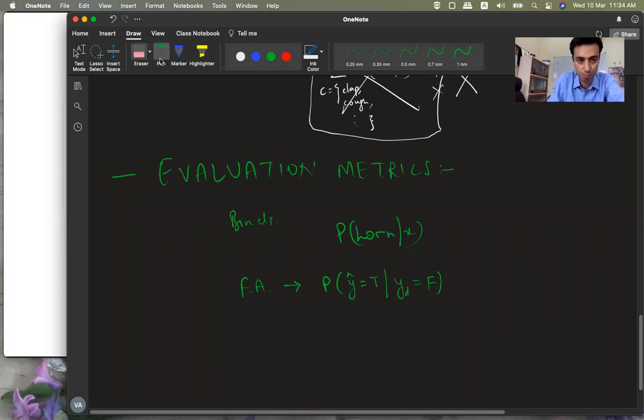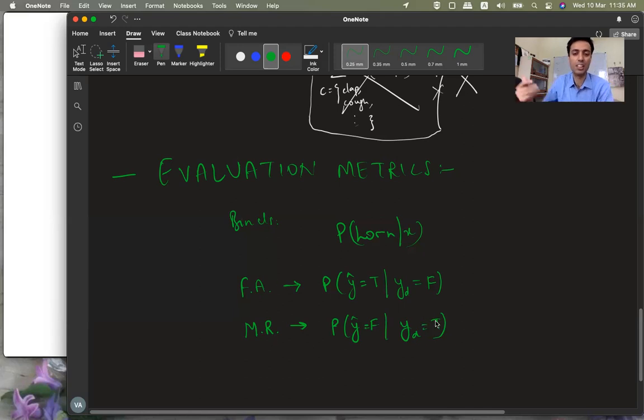That is a mistake. And similarly, I could have a miss rate. Miss rate is when my model said there is no horn, while actually there was a horn there. This is called a miss rate. So in a miss, the event was actually there in the real sound, but my model missed it. My model could not detect it. Whereas in a false accept, the event was not there, and my model falsely detected it.